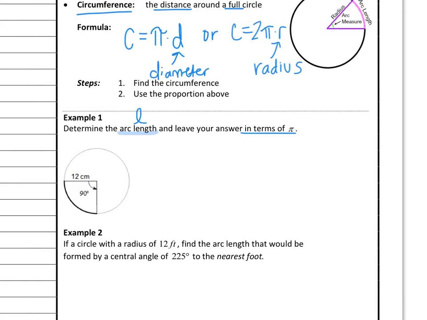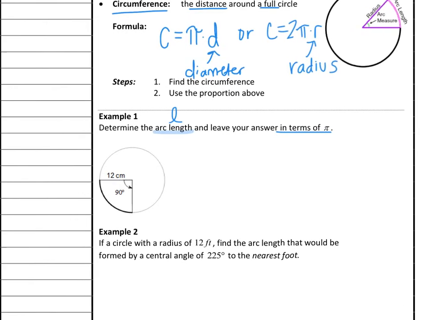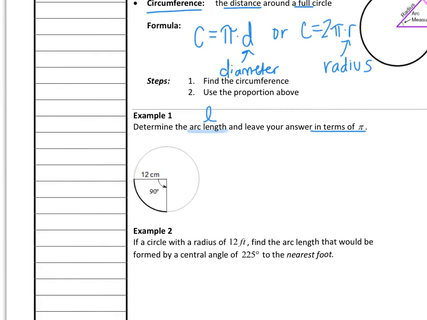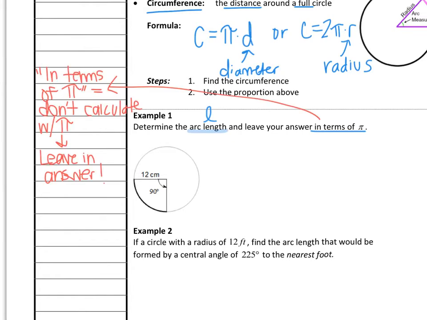So when it says to leave your answer in terms of pi, this is new for you guys. So I'm going to pause the video and write something down on the outside here. Okay, so this in terms of pi I just wrote off to the side. If it says that specifically, that means don't calculate with the pi. Leave it in your answer. And you're going to see what I mean in a second, but that just means leave it on the paper. Don't put it in the calculator. Okay, so here we go.